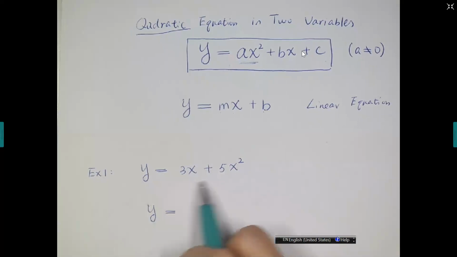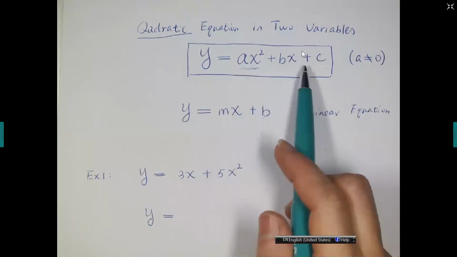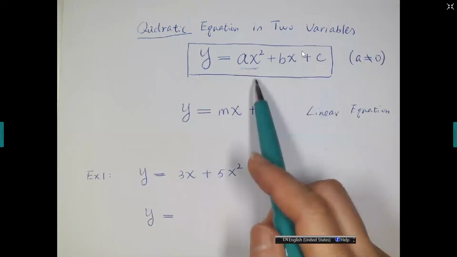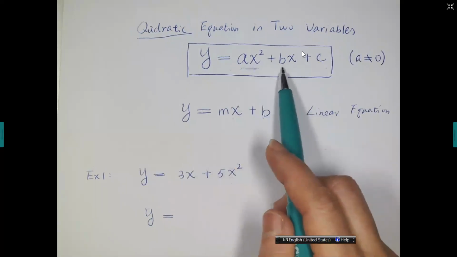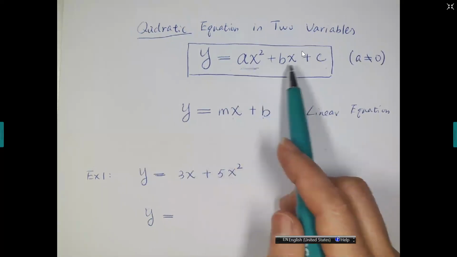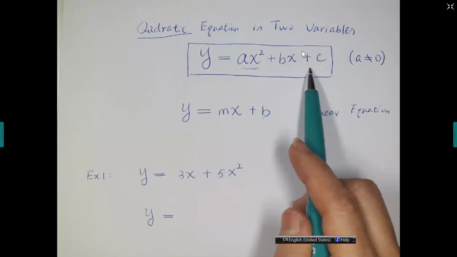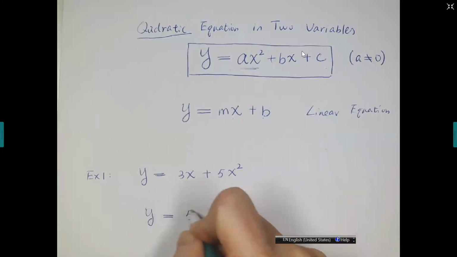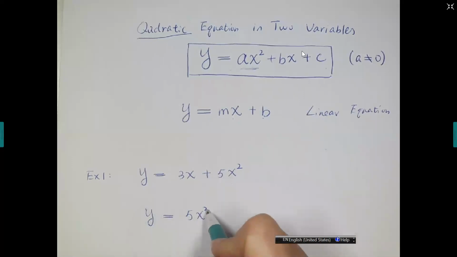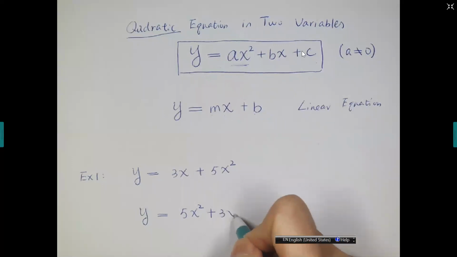Then we check the right side. For the standard form, we always start with the quadratic term first, followed by the x term. Finally, we get a constant term. The square term, 5x squared, comes first. We use the commutative law. We can switch the order of the terms: 5x squared and then plus 3x. There is no more.